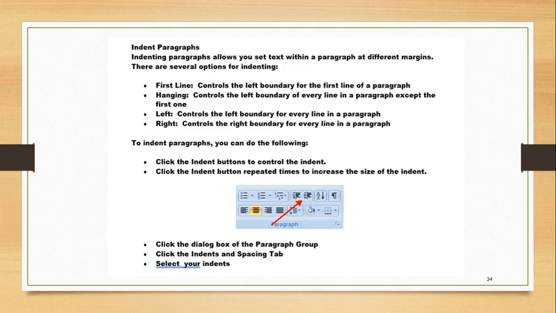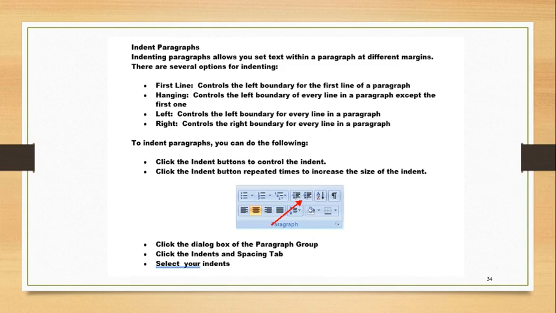Therefore, in this screenshot, we have the indentation icons. We have the decreased indent and the increased indent, these two here. Therefore, these are the indentation we are talking about. Then we have the others here. From this button, you will be in a position to see the hanging line, the first line, the left from the dialog box.